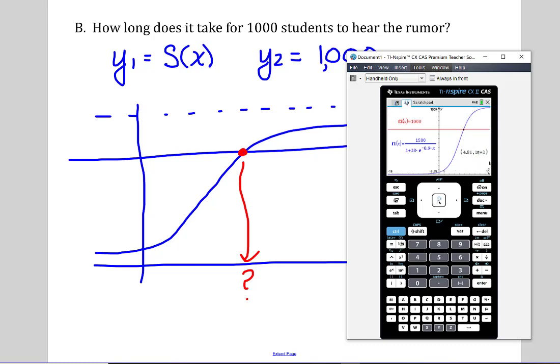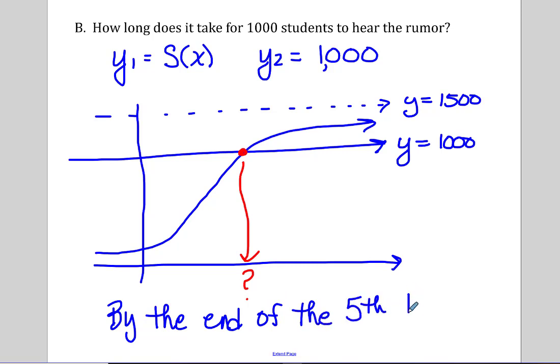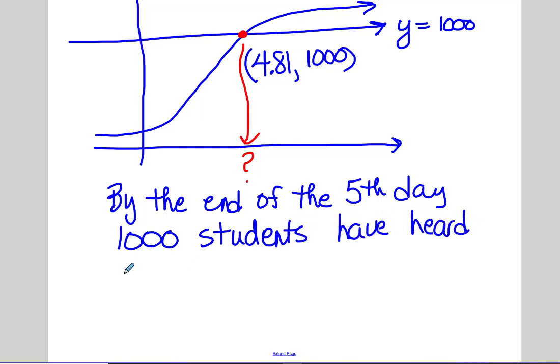So at the end of the 5th day, 4.81 days. So by the end of the 5th day, because this was 4.81 when y was 1,000, that was our intersection point, 1,000 students have heard the rumor. And we are finished with Unit 3.